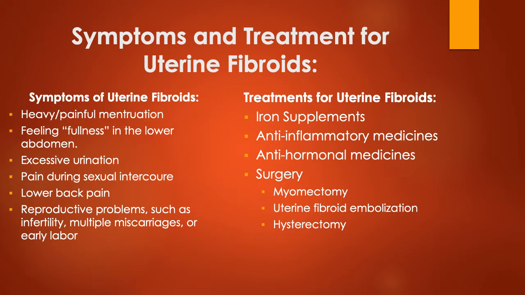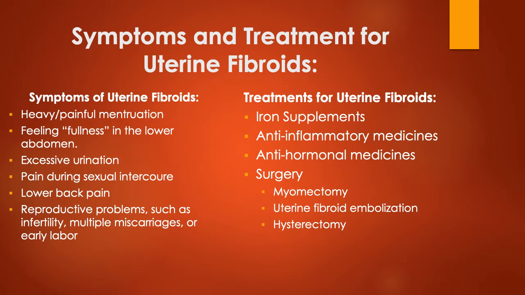Symptoms and treatments for uterine fibroids. Some of the symptoms can be very heavy and painful menstruation, fullness or a hard lump in the lower abdomen, excessive urination because of that lump or tumor pushing down on the bladder, pain during sexual intercourse, lower back pain, or reproductive problems such as infertility, multiple miscarriages, or even early labor.